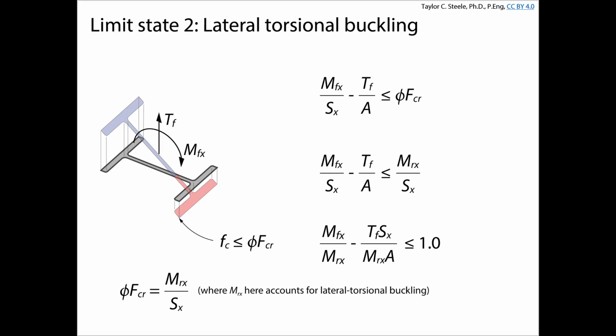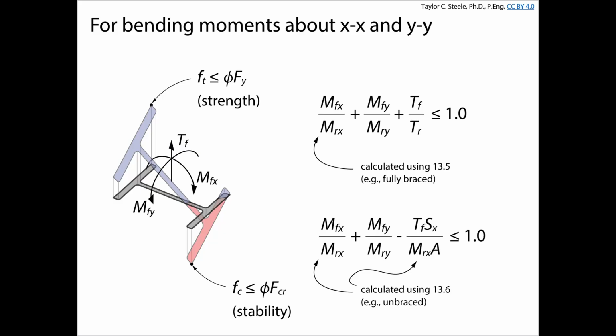So we want to prevent yielding in tension, and we want to prevent lateral torsional buckling that happens when a certain compressive stress develops in the compression flange. We also could introduce whatever weak axis bending we might get. It's more common to just have strong axis bending, but from time to time you may have a little bit of weak axis bending as well. I'm just going to add that in there as another stress to consider.